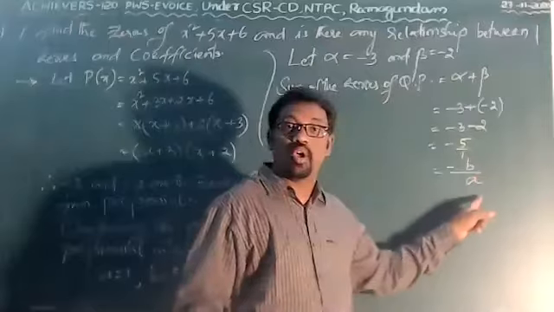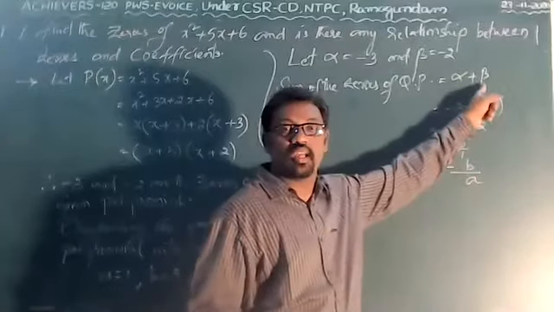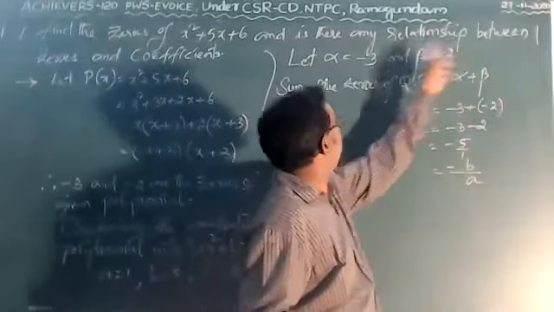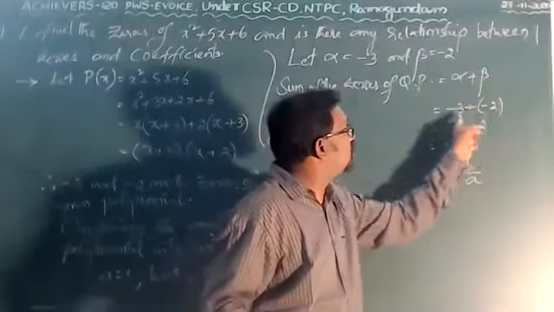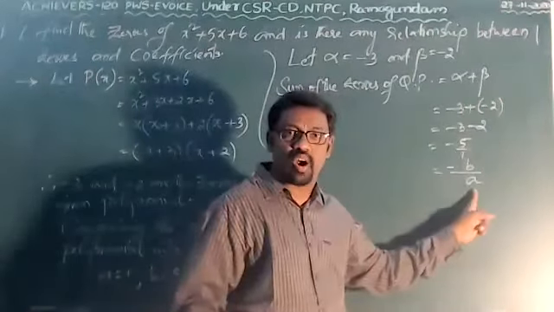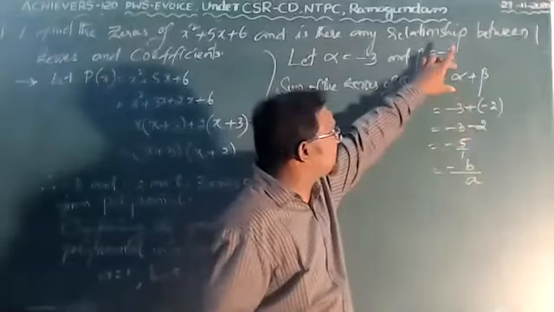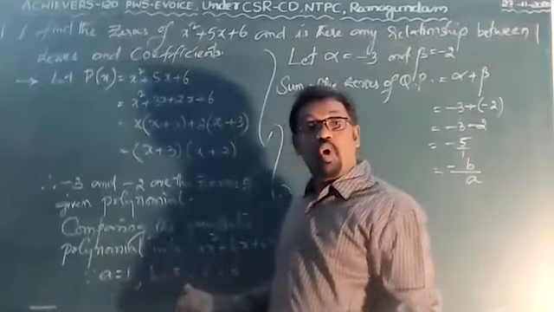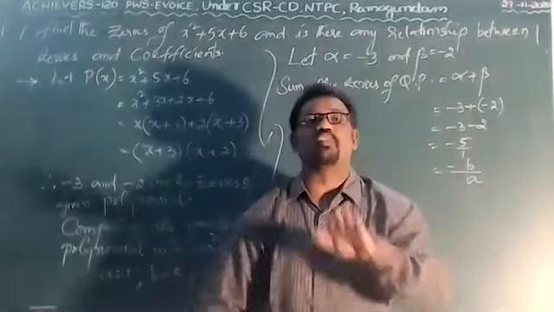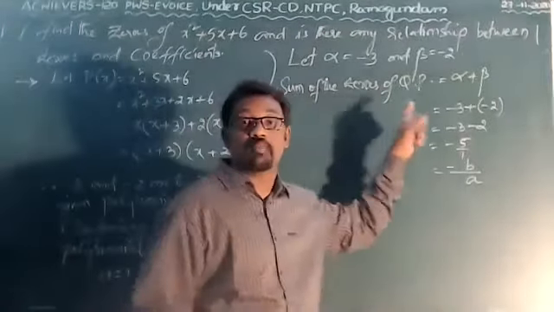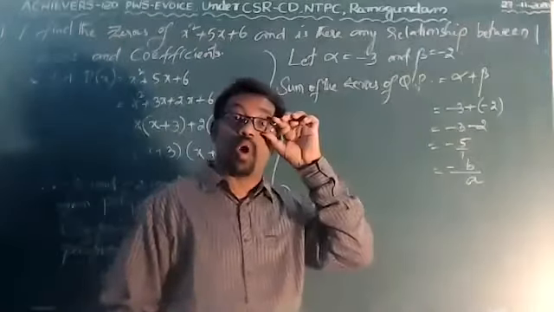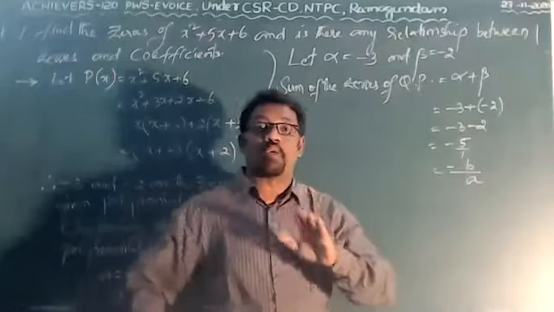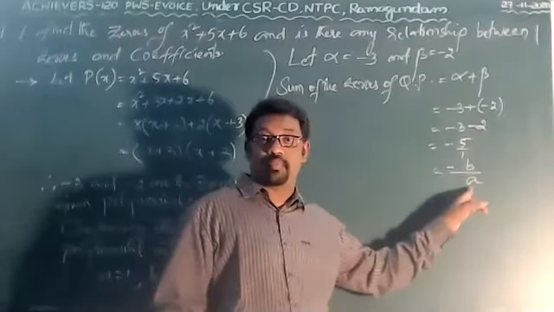These are called coefficients and these are called zeros. What we have to show is the relationship between zeros and coefficients. Is there one? Yes, there is. From the zeros, there is a relationship with the coefficients. This is called the formula: the sum of the zeros of a quadratic polynomial is minus b by a.